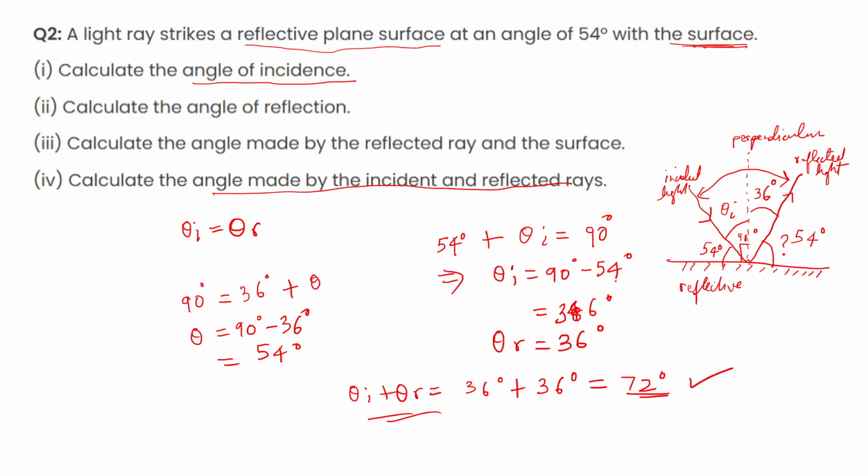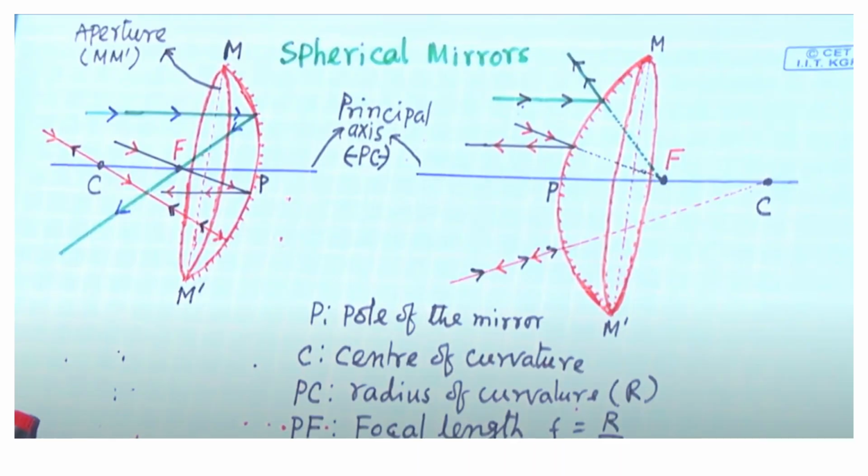So this is how law of reflection can tell us definitely what is the angle of reflection when the angle of incidence is known. Now, okay, let's understand how, before this, first I can tell you this also.